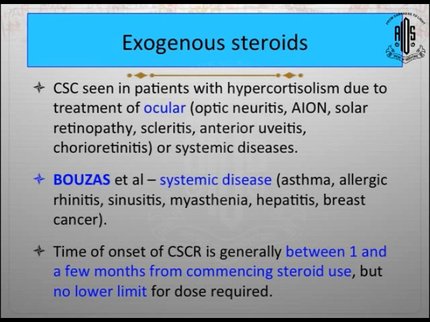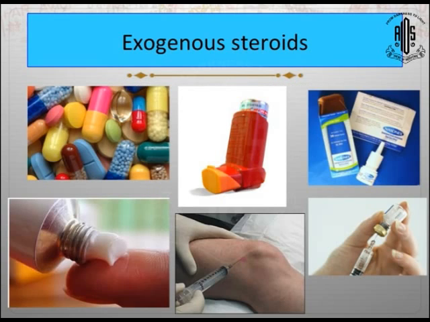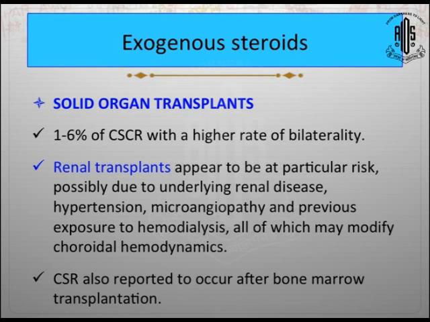The time of onset of CSR is generally between 1 and a few months from commencing steroid use, but no lower limit has been given for the dose required. All forms of corticosteroids have been proposed for CSR, that is oral, inhalational, topical, intravenous, and nasal. Again, exogenous steroids have also been seen to give an incidence of 1 to 6% of CSR, with a high rate in bilateral solid organ transplants, renal transplant being the major one at risk because of the underlying renal disease, hypertension, and microangiopathy, and it has also been noted in bone marrow transplantation.